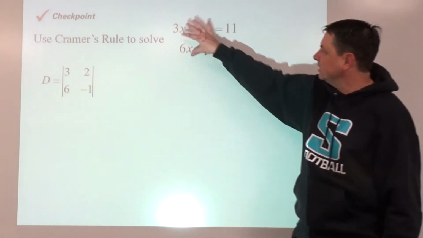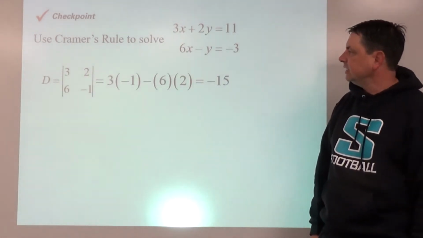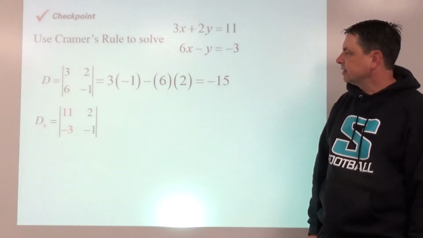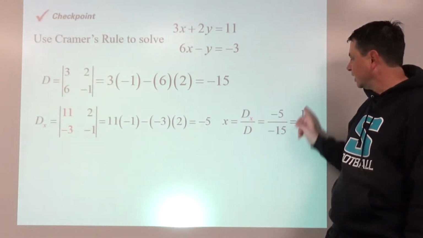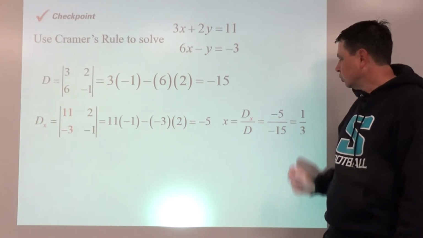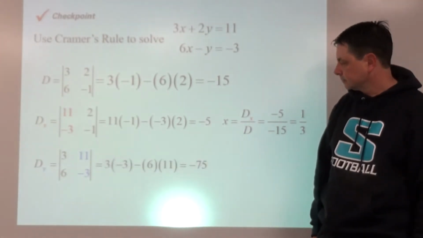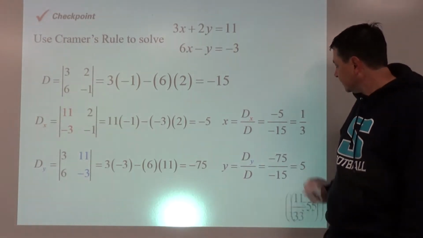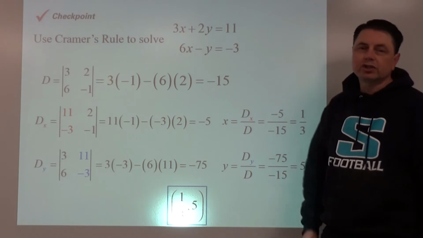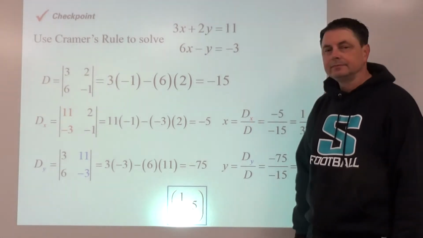So we'll start with D, the coefficient matrix, finding the determinant. You get negative 15. D sub x is negative 5. Therefore, x is 1/3. D sub y is negative 75. So y is 5, and the solution that you should have gotten was 1/3, comma 5.